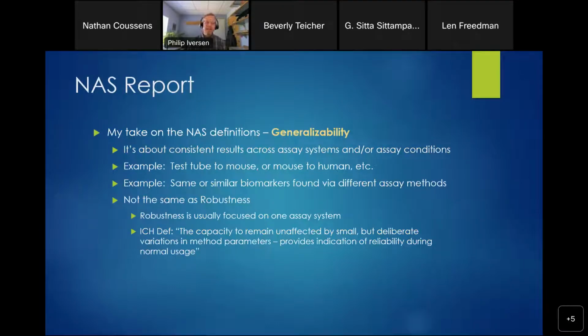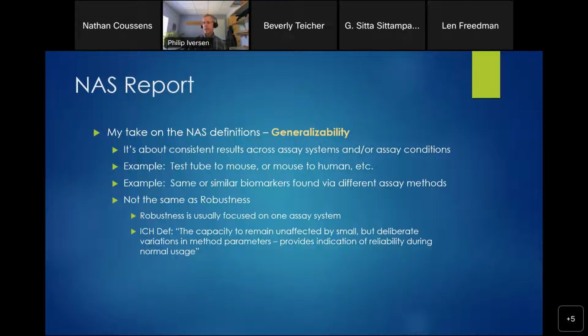Back to the NIS report and my take on the definition of generalizability. To me, that's about consistent results across assay systems and/or across assay conditions. One example: test tube to mouse, mouse to human. Or another example: can you obtain similar results for important biomarkers that you find via different assay methods, but looking for the same kind of biomarker in the same disease state, for example. So to me, that's what they're talking about in terms of generalizability.